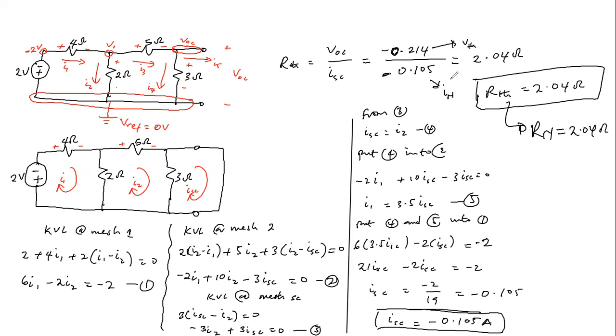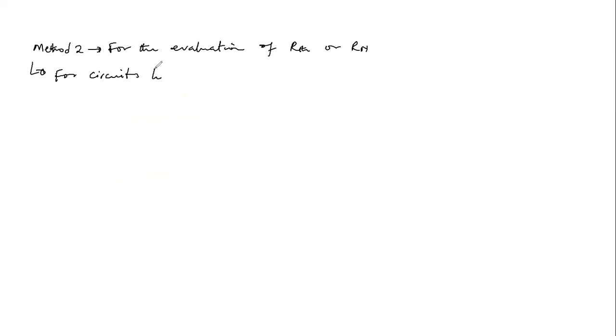Okay, so let us look at the second method. Method two, for the evaluation of the Thevenin resistance or the Norton resistance. So let's say this is for circuits having independent sources. Recall, should we have dependent sources, we don't deactivate them. We leave them on in the circuit.